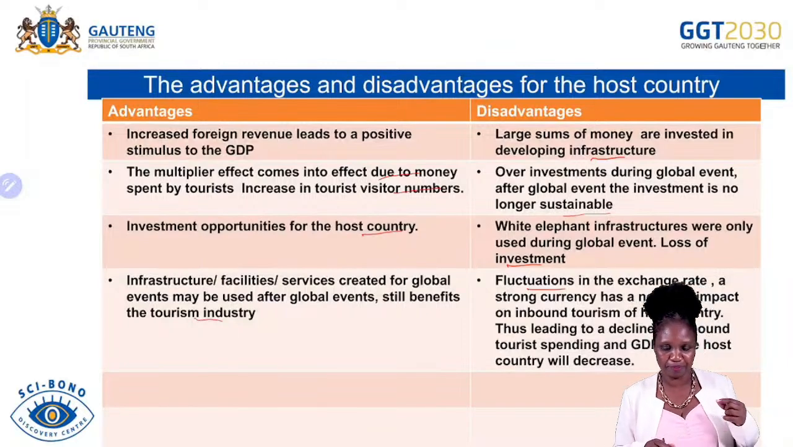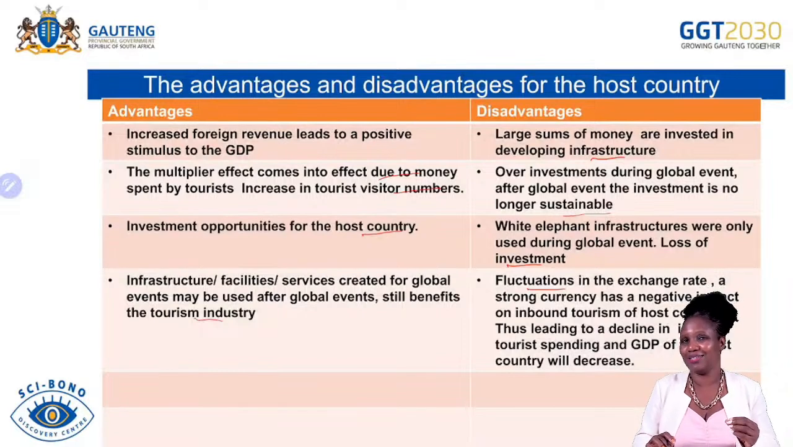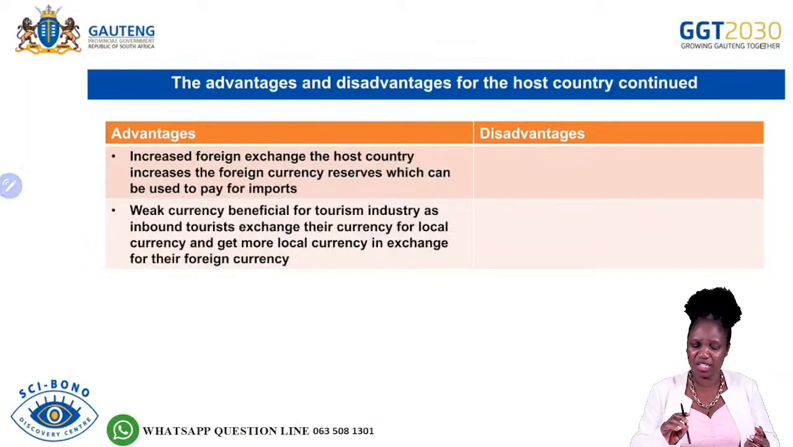But in this side, if we say fluctuations in the exchange rate, a strong currency has a negative impact. If the host country's economy is strong, then it has got a negative impact. People won't come because it's going to be very expensive for them to visit. All right. And then let's look at more advantages. Increase the foreign exchange. The host country increases the foreign currency reserves, which can be used to pay for imports.